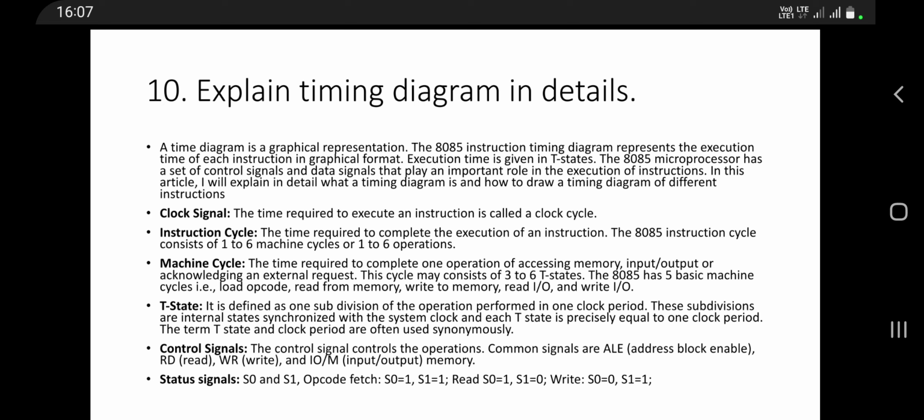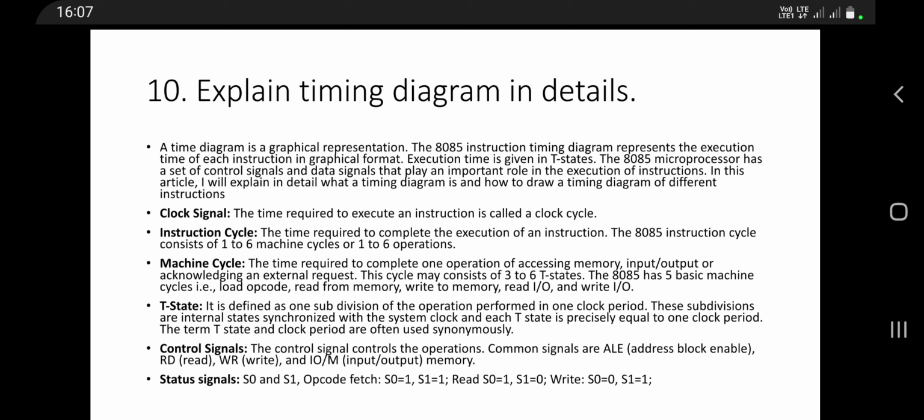If I define the T state, it is one subdivision of the operation performed in one clock period. These subdivisions are internal states synchronized with the system clock, and each T state is precisely equal to one clock period. The terms T state and clock period are often used synonymously, so you have to understand the definition of T state properly.